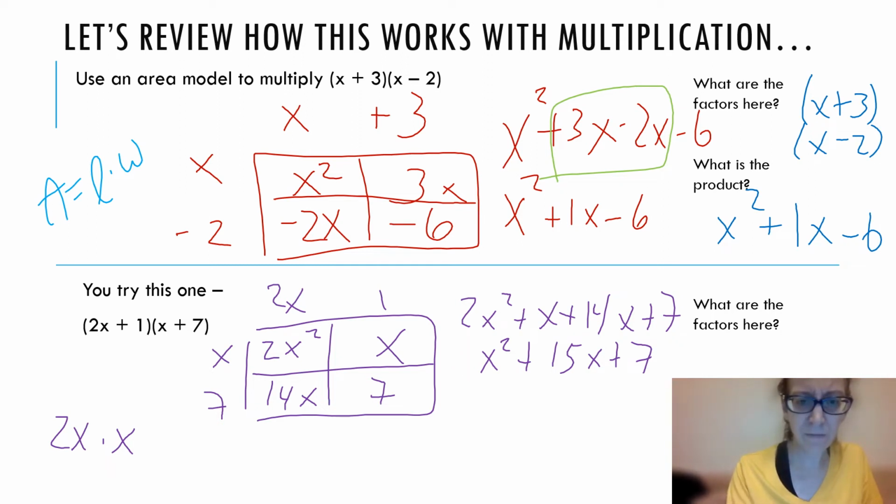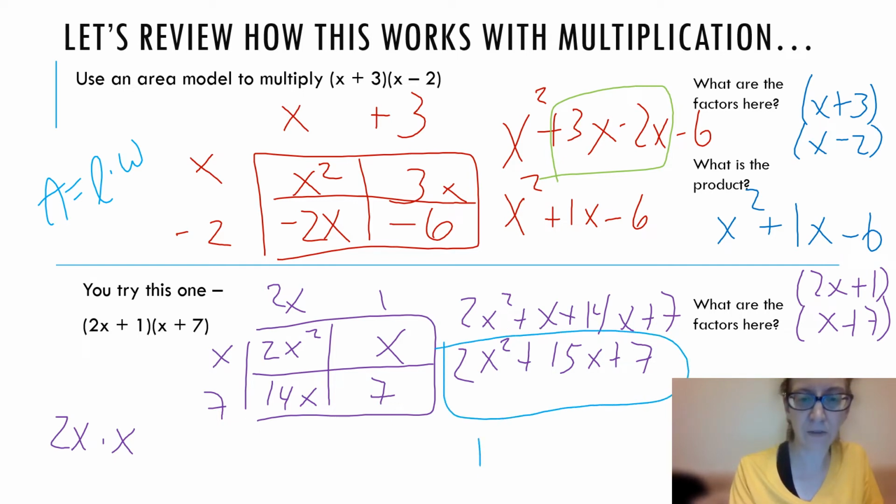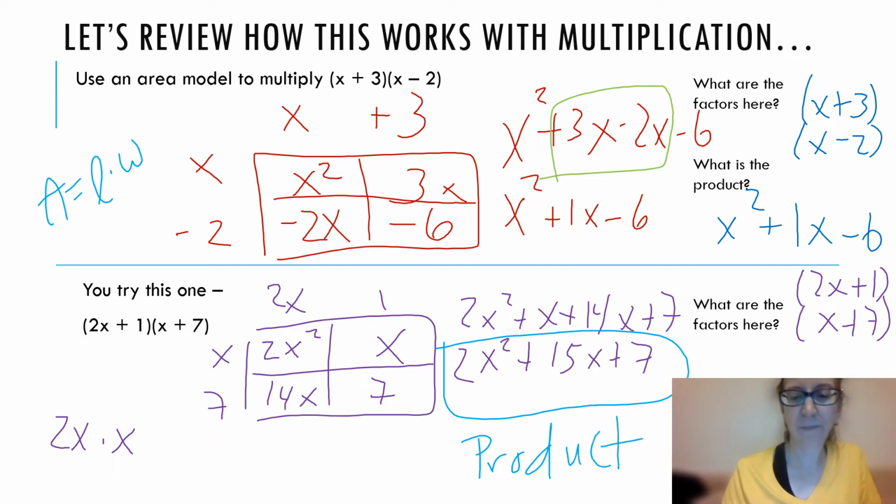There we go. What are the factors here? Well, the factors were the 2x plus 1 and the x plus 7. And what is the product? The product was this right here. So that's how it works with multiplication.